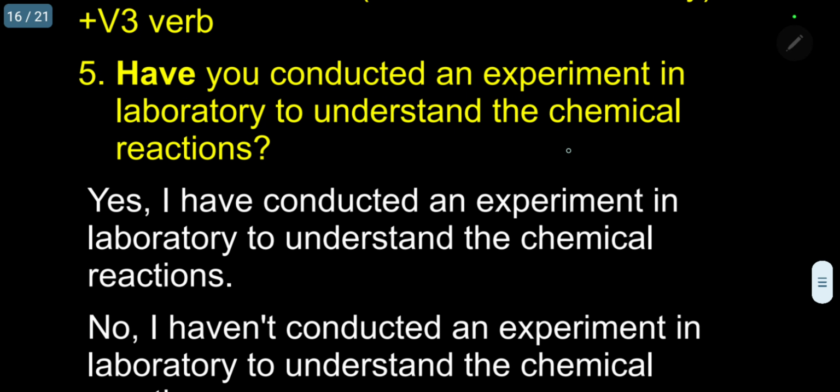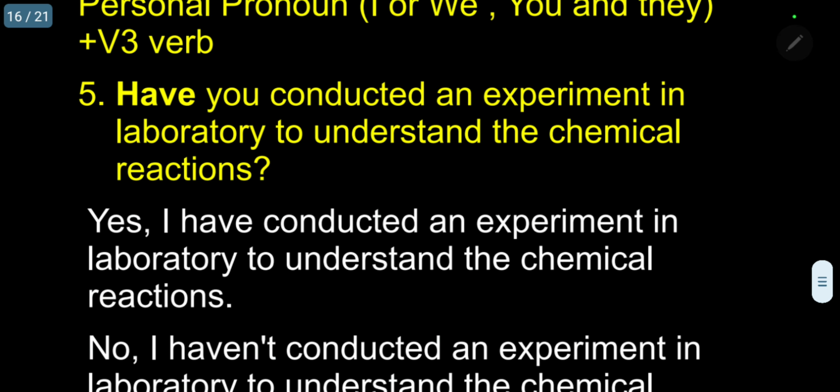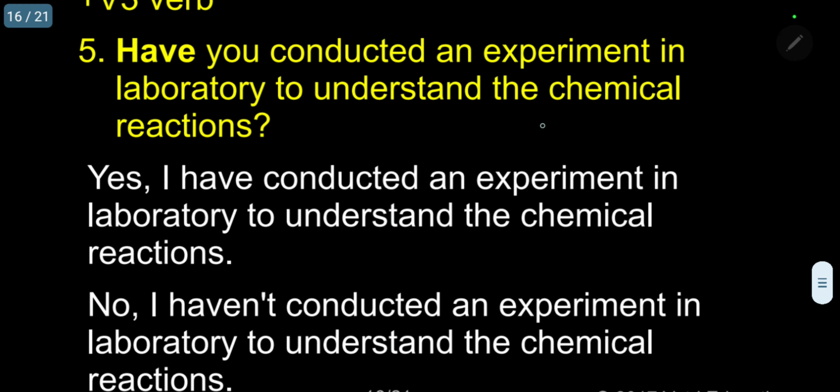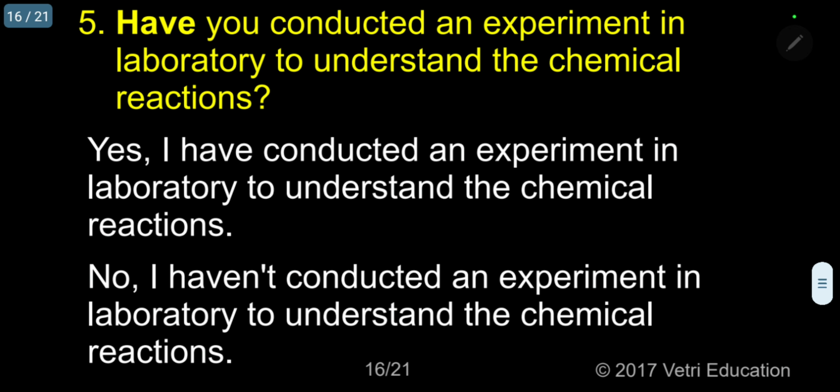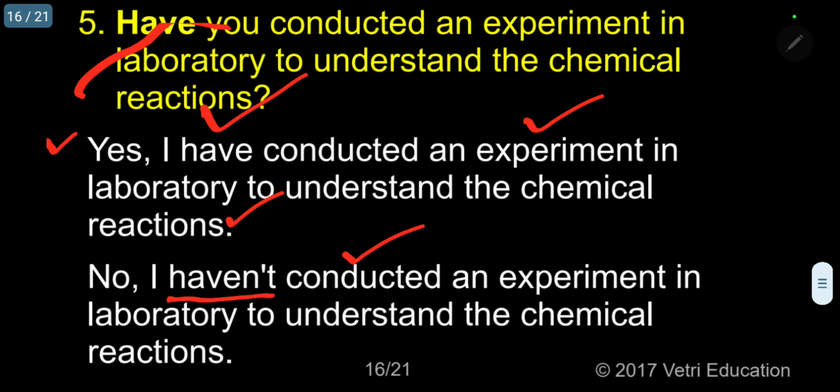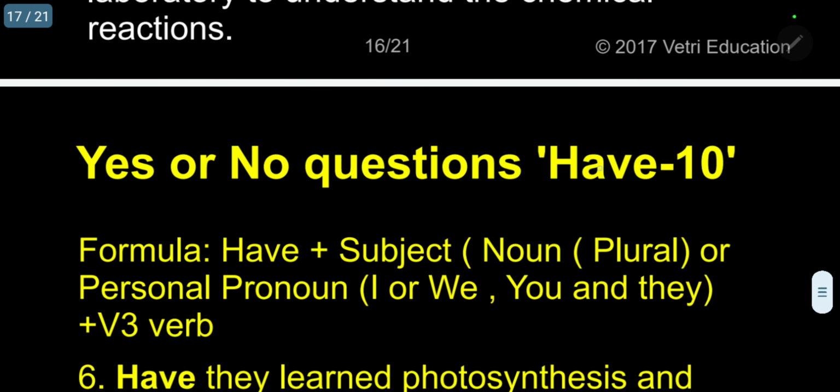Question number 5. Have you conducted an experiment in the laboratory to understand chemical reactions? There are only two possibilities. If it is yes, kindly follow, it is given "you", so automatically: I have conducted an experiment in the laboratory to understand chemical reactions. Negative, no, I haven't conducted an experiment in the laboratory to understand the chemical reaction. Please follow.